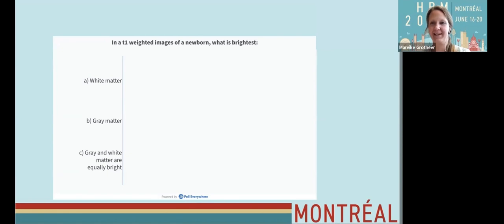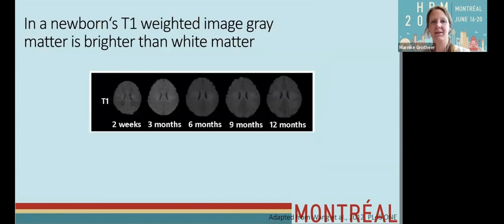All right, I hope you had a chance to pick your answer. In contrast to what you would expect for adults, in newborns, it is actually the gray matter that is the brightest. So as you can see here, in a T1 weighted image of a 2-week-old, the white matter is actually darker than the gray matter. This is because the white matter of newborns has very little myelin. And as the myelin content increases during the first year of life, the gray-white matter contrast slowly shifts, so that by 12 months, the white matter is lighter than the gray matter.